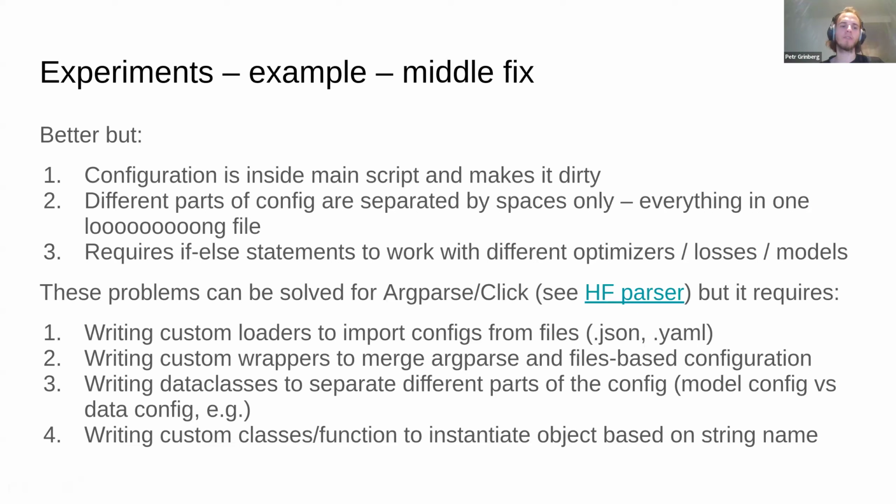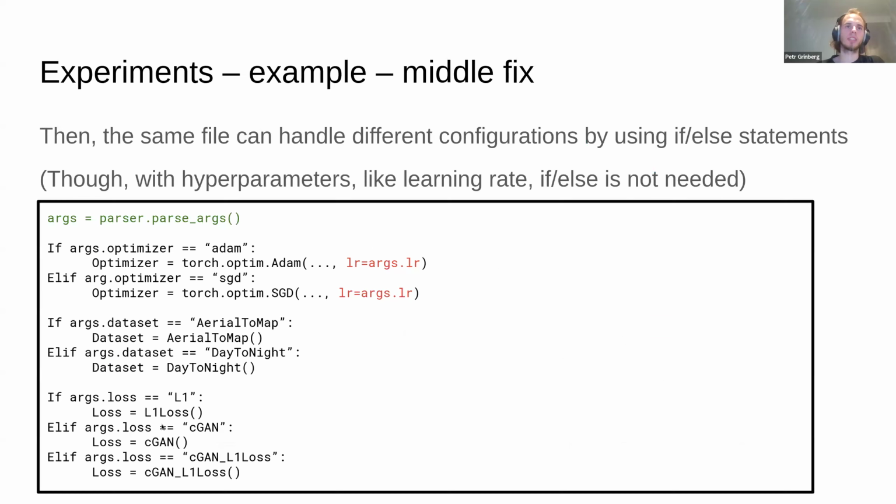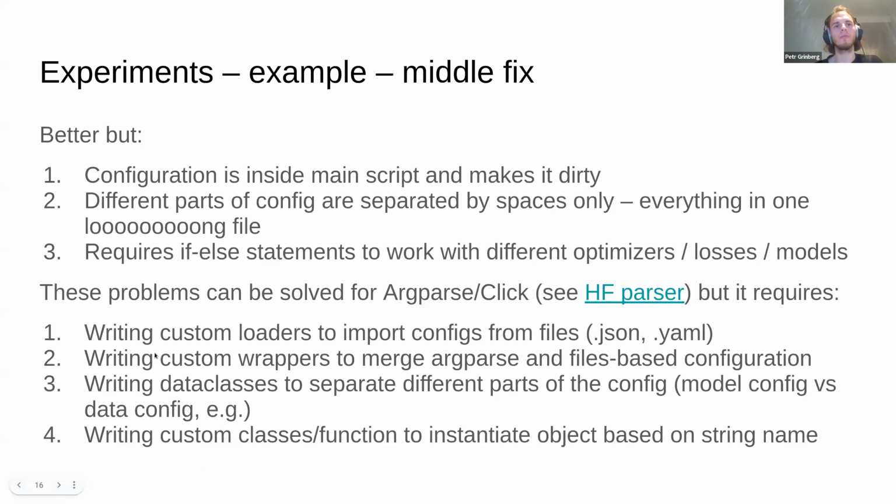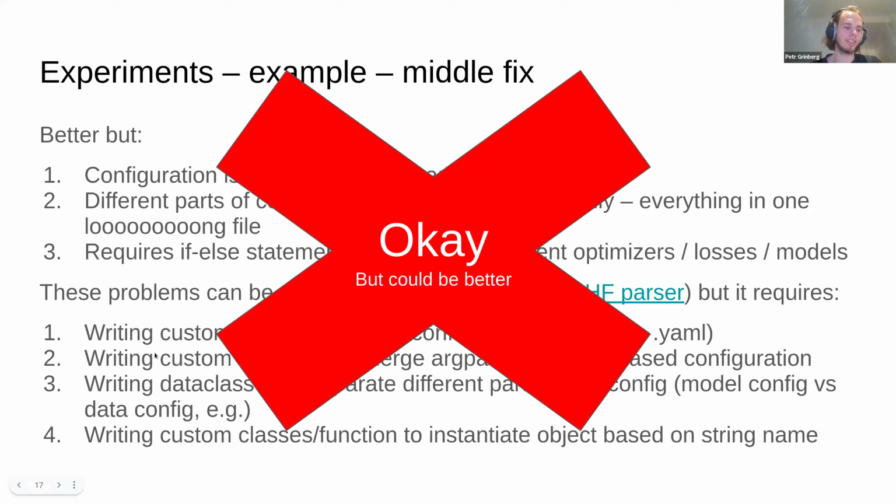And you would need to write something like this to instantiate your models. For your datasets, you would need to write custom code to make it work, like dataset equals custom function of args.dataset, to make it in one line instead of this if else. So this is okay. Like it's definitely better than the first option, but it could be better.